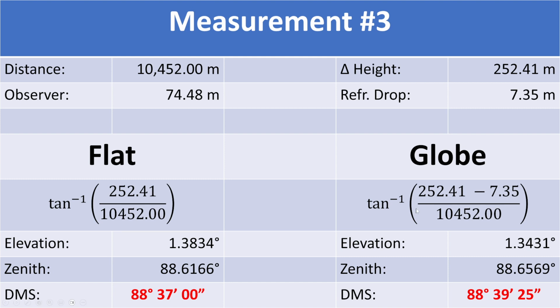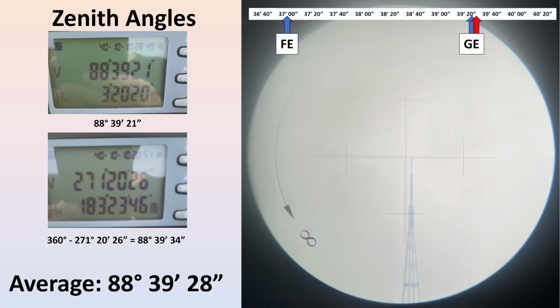On the left is FE, and we're expecting an angle of 88 degrees, 37 minutes and 0 arc seconds. On the right, we have the globe prediction, taking into account the 7.35 meters of refracted drop, and we get 88 degrees, 39 minutes, 25 arc seconds. So that's almost 2.5 arc minutes of difference between the 2 predictions, and that's about 4/100ths of a degree. And remember, we're measuring in the range of thousandths of a degree.